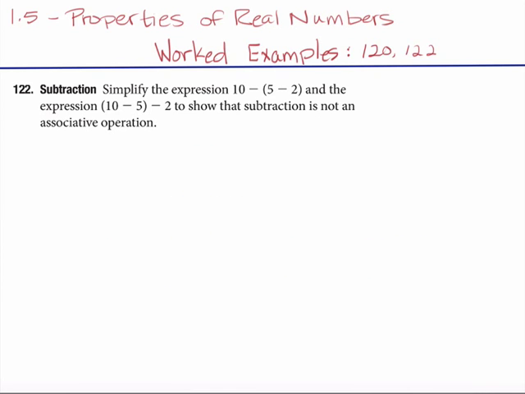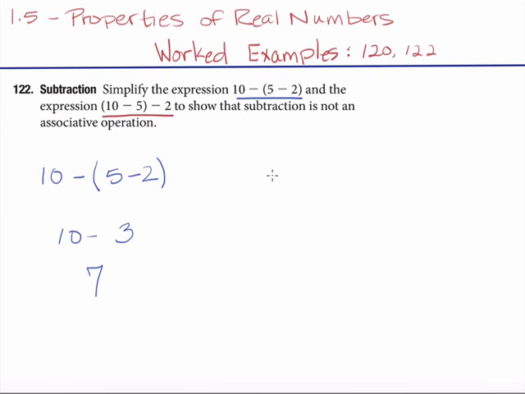Here's question 122. Simplify the expression 10 minus (5 minus 2) and the expression (10 minus 5) minus 2 to show that subtraction is not an associative operation. The first expression, 10 minus (5 minus 2), must be done in the order 5 minus 2, because it's inside parentheses. 10 minus 3 is 7.